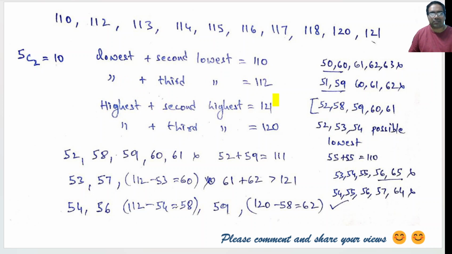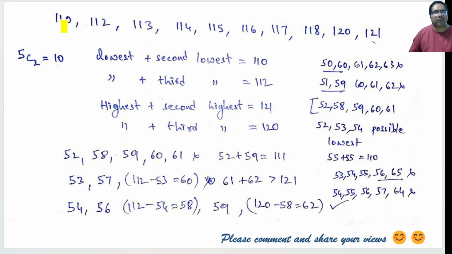Highest plus second highest should be 121, and highest plus third highest should be equal to 120. So third lowest and third highest actually both are the same numbers, right? Now let's start with something like 50. Let's say the lowest number is actually 50.